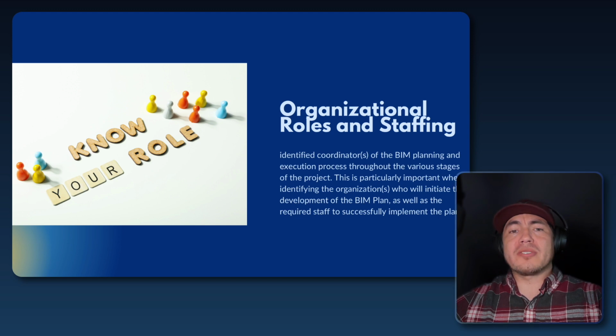Another key piece of the puzzle is understanding organizational roles and staffing. BIM doesn't just happen, it requires coordination. So in this part of the BEP, we identify the people or organizations responsible for overseeing BIM activities. This is crucial because someone needs to take charge of developing the BIM plan and ensuring its follow through. At each stage of the project, it is especially important to know who is leading the effort in managing the models, handling information exchanges, and ensuring everyone is on track. Without strong leadership here, things can quickly become disorganized.